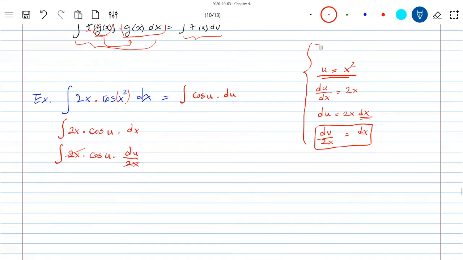Let me erase this. This is always the steps. This is called the substitution method, the substitution method to solve integrals. And we haven't solved the integral yet, but it's not that complicated.